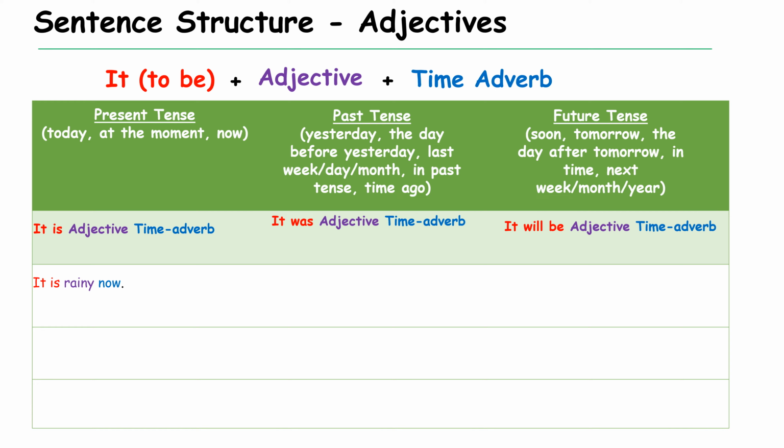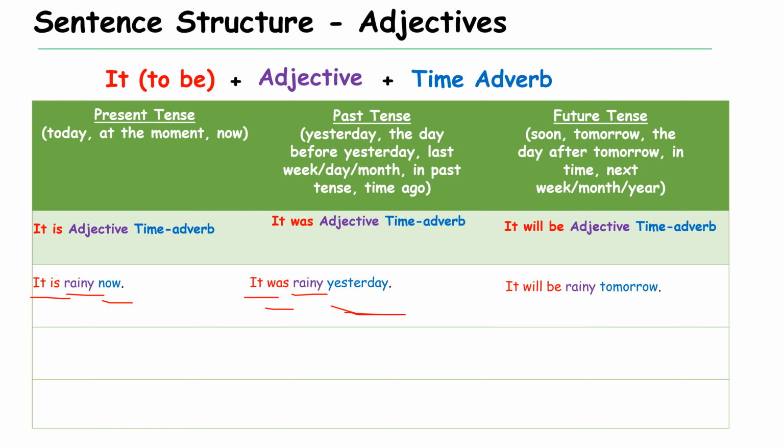It is rainy now. As you can see in this sentence, we start the sentence with it is, which is in the present tense, and then we add the adjective rainy, and then we have the time adverb now. It was rainy yesterday. Once again, we start with it was, which is in the past tense, and then we add the adjective rainy, and then we finish the sentence with the time adverb yesterday.